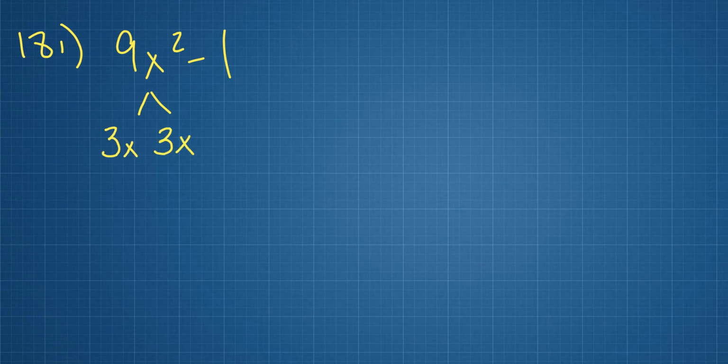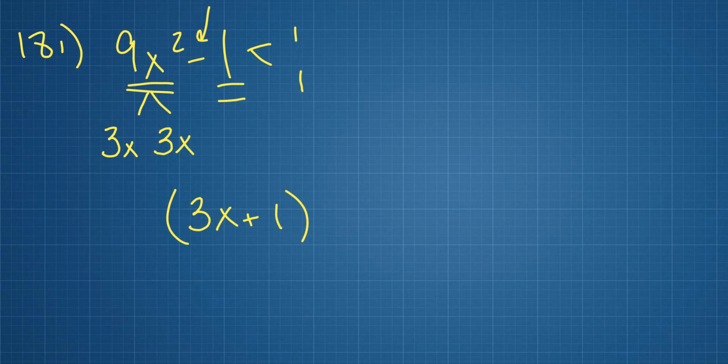18, exact same concept. 9x squared minus 1. I have two terms. How do I get 9x? 3x and 3x. How do I get 1? 1 and 1. So I have a perfect square minus a perfect square. Remember the minus sign in the middle, so I get to do 3x plus 1, 3x minus 1. And that's it for 18.